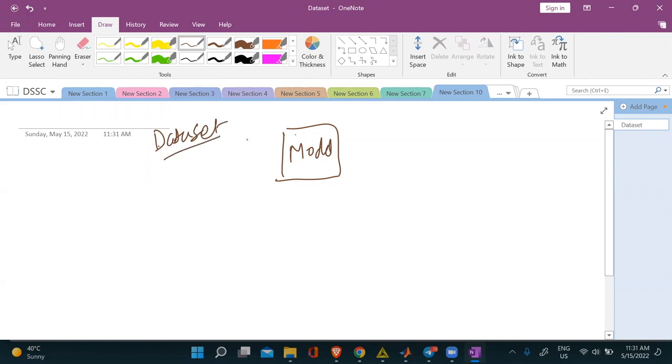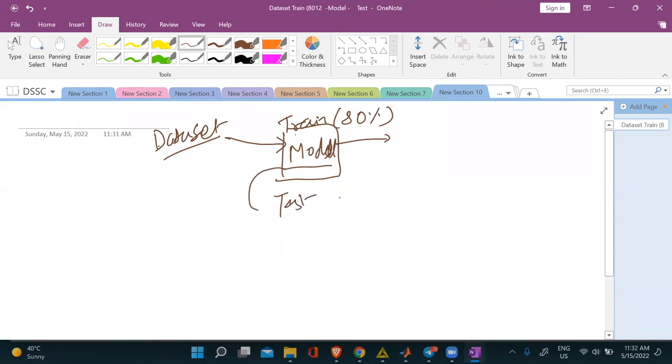Okay, you have a data set. You will train the model with 80% of the data set, and you will test the model with the remaining 20%. If the accuracy is higher, say more than 80% or 90%, then we will accept the model, or otherwise we will change the model. We will try to use another model which gives more accuracy.